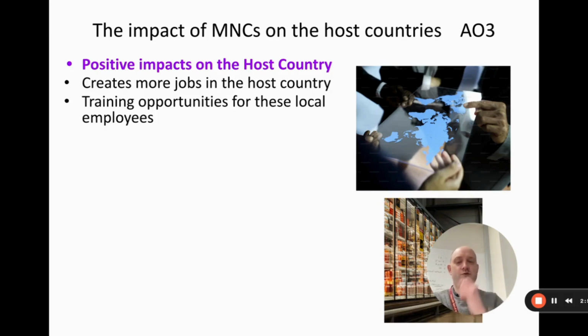Well, the first two are the impact on jobs and training opportunities. So if the business moves into the host country, then they're going to be opening shops or factories and creating jobs for that country, which is obviously beneficial because then their unemployment rate will go down. Hopefully, they'll also provide training opportunities for these local employees. So they'll be hiring local employees in theory. And then when they join the company, maybe they do induction training, maybe they do on-the-job training in order to train them up to be able to do their job. So it could lead to an increase in the human capital within that country.